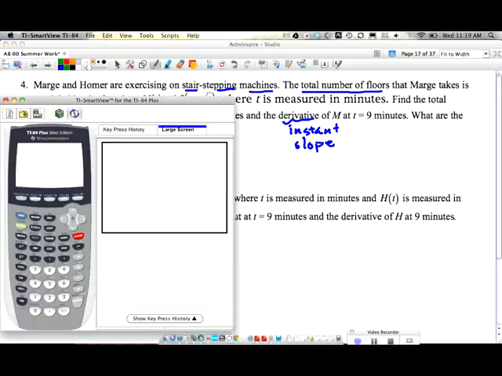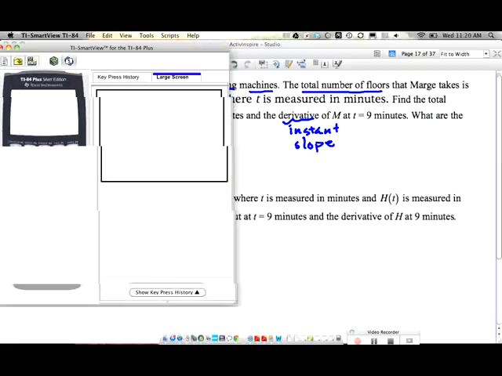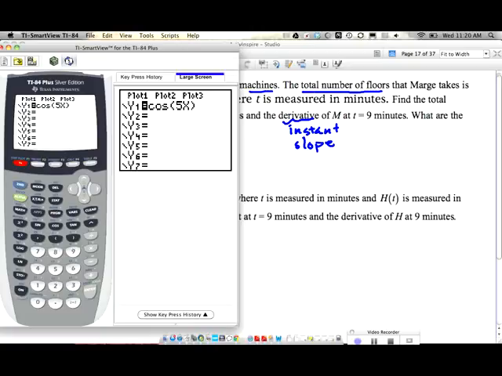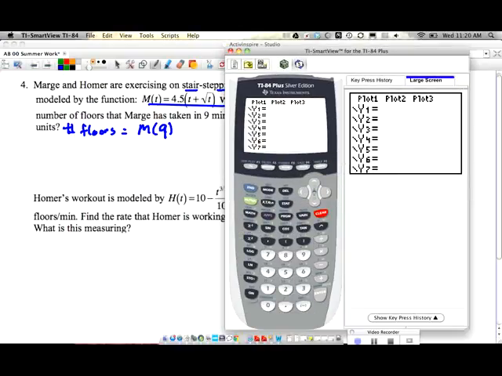So I got a calculator. I'm going to clear this stuff just so we can see it. Okay, so I'm going to go to my equations here, clear this one out. So let's go ahead and put in that crazy equation we see. Now it says t, but we're going to use x because that's the variable that we have in our calculator. So we got 4.5 times, we got x plus square root of x.